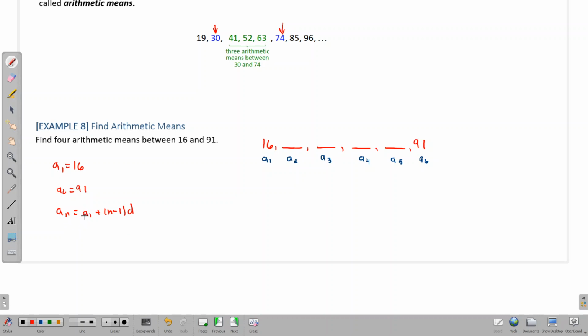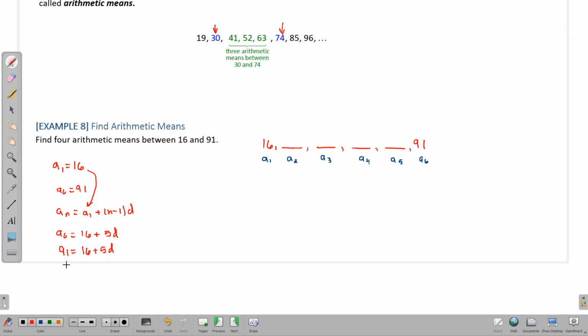Well, we already know that A1 is 16, so I can put that in. And then I can also use this. I know A6 is A1, which is 16, plus I can put the 6 in here, which means that's really 5d, right? 6 minus 1 is really the 5 there. And then instead of having A6 here, we can replace it with 91. 91 is really 16 plus 5d. And now all we have to do is solve it for d.